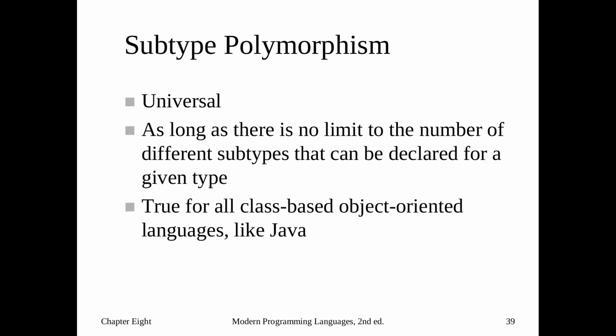And finally, we have subtype polymorphism. It's universal as long as there's no limit to the number of different types that can be declared for a given type, which is true for all class-based object-oriented languages like Java. There's an infinite number of possible types we can create. We can never know how many there could be because there's always one more that could be created. Although I would say it would be countably infinite.